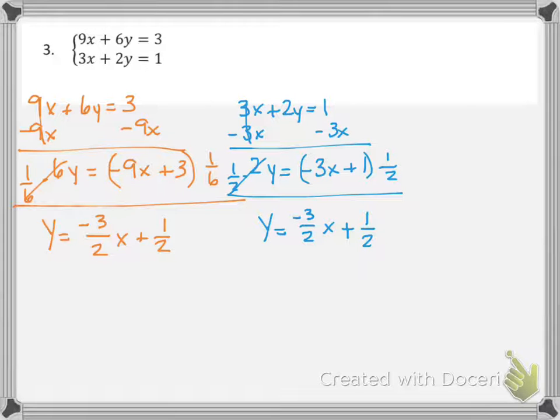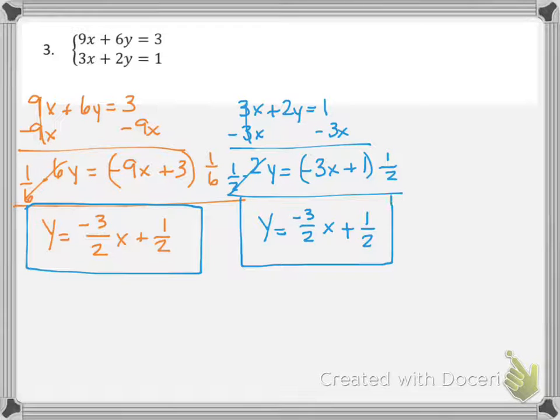All right, so I look at my two equations. Y equals negative 3 halves x plus 1/2, and y equals negative 3 halves x plus 1/2. And they're exactly the same. They have the same slope. They have the same y-intercept. These two lines are exactly the same line. So that tells me that there are an infinite number of ordered pairs that will make both of these true. Since they're the same line, they're going to share all of the same points.